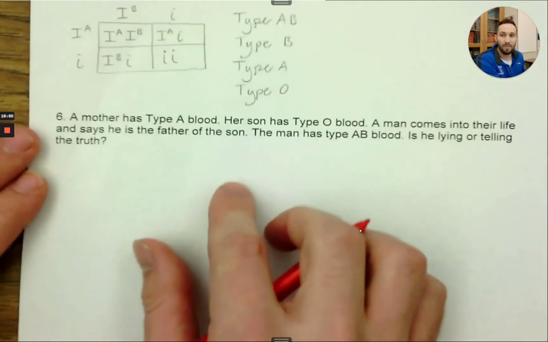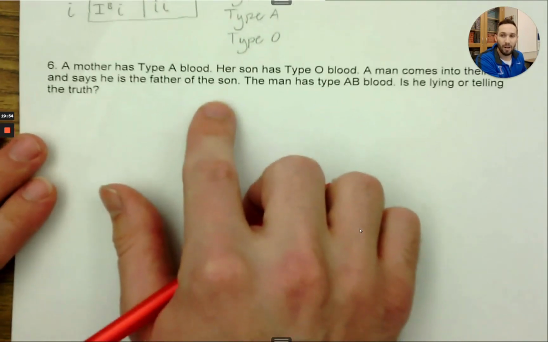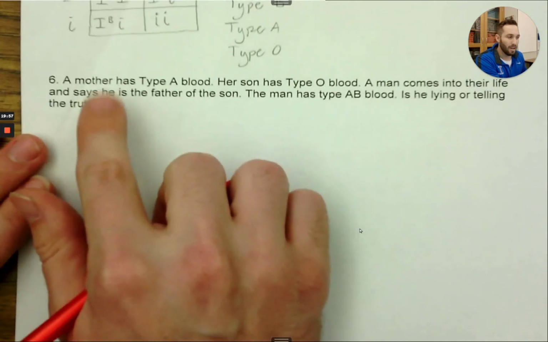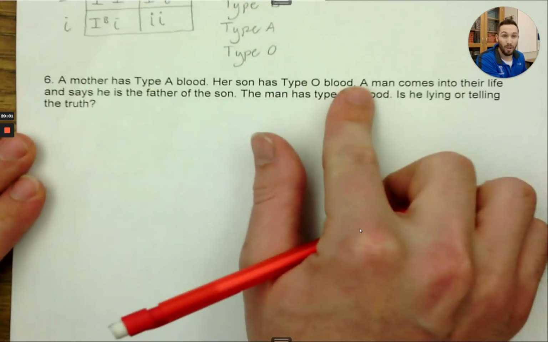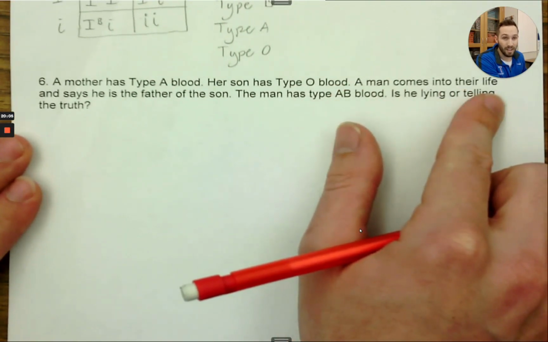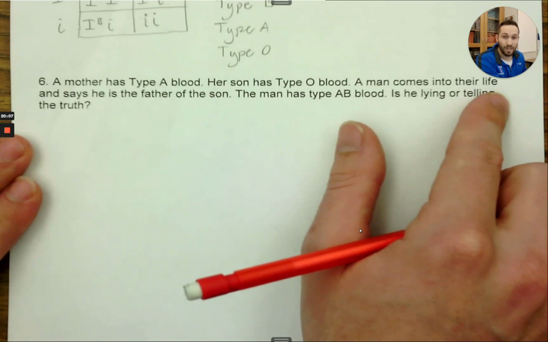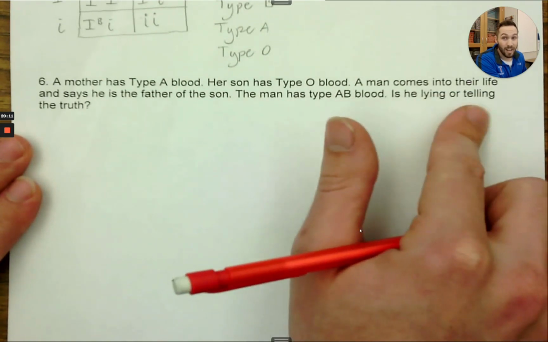And then there's a couple more questions on here that you guys can try out to see if you can figure out. I'll do number 6 with you right now, actually. It says a mother has type A blood. Her son has type O blood. A man comes into their life and says that he is the father of the son. So just to add some drama here, it happens sometimes. It says the man has type AB blood. Is he lying or telling the truth?